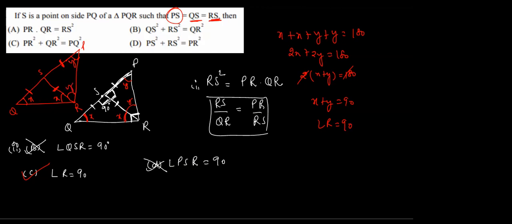Got it? When we add all the angles x plus y plus y, the sum of all these angles would be 180 degrees, because of the angle sum property. So you can write it this way. Got it? Yes, sir. Okay.